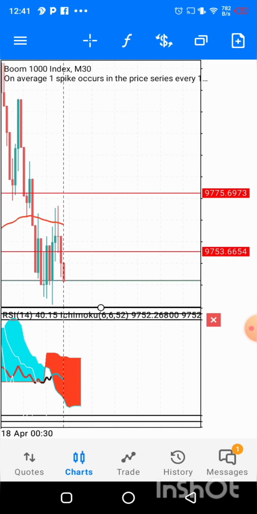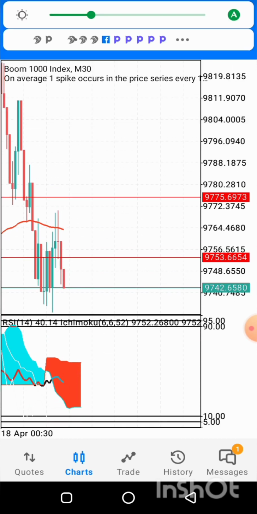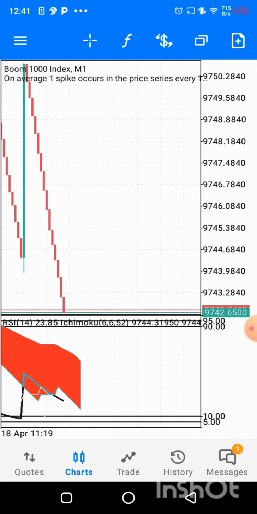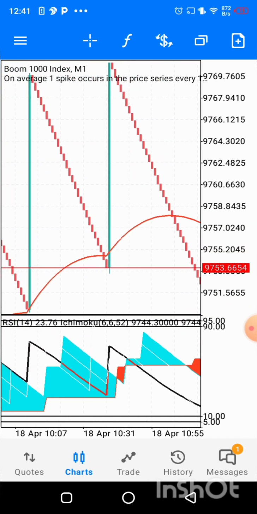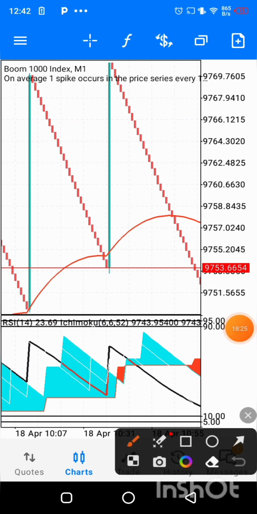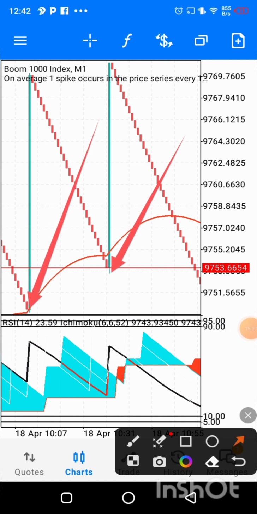Let me bring the indicator up here. So let's move down to the 1 minute time frame. So this is our 1 minute here. You can see what happened around this level. You can see price spike twice at that level, the first one here and the second one here. Do you understand?